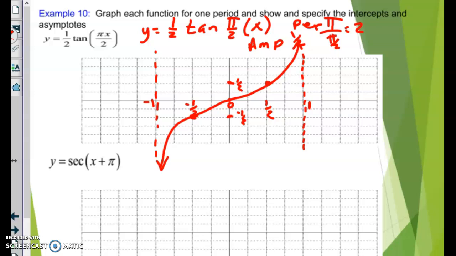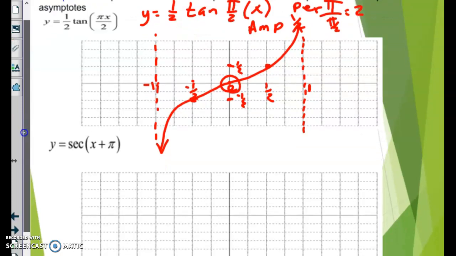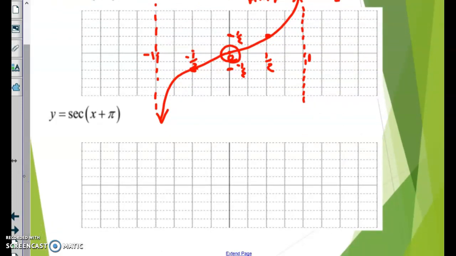I call them halfsies because we find our 2 asymptotes. Halfsies is the middle, and then halfsies are where the amplitude goes.